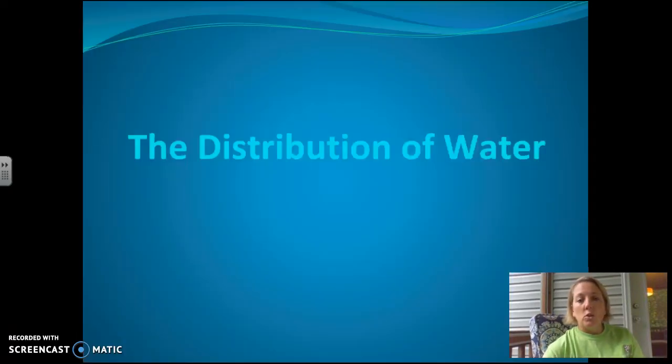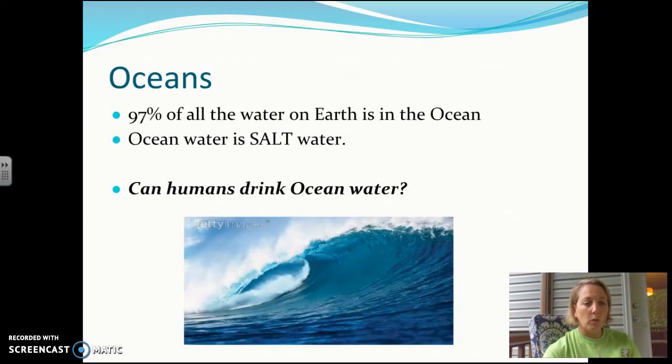Oh, sorry about that. So the second part of your notes, and this should be on a separate sheet, is the distribution of water. Where on our planet do we find our water resources? So we'll go through those.